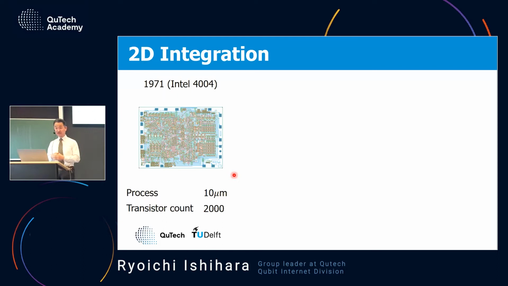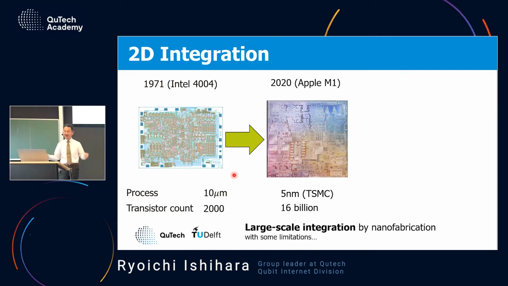Now, 50 years later, my MacBook Air and your MacBook Air have this chip, the Apple M1. It uses 5 nanometer technology at TSMC in Taiwan. It has 16 billion transistors in one single chip. This is extreme large scale integration of transistors made possible by nanofabrication.